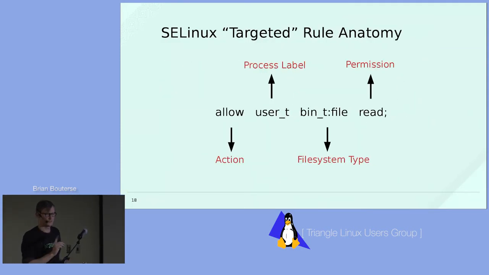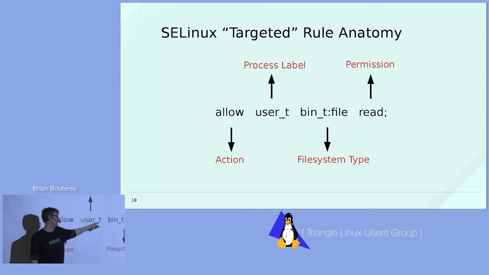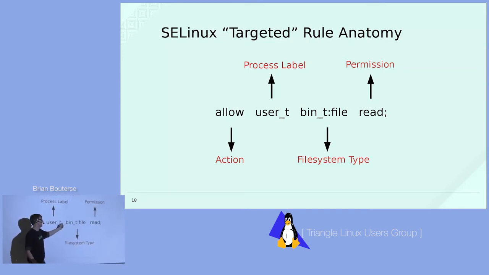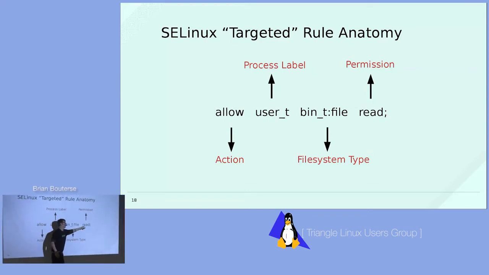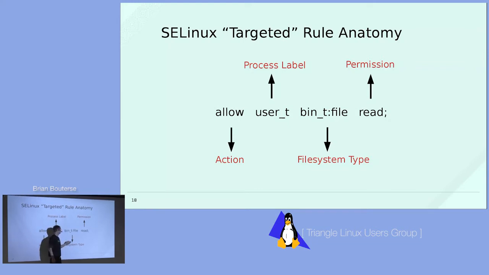So what a rule looks like is kind of like this. It says allow, versus a word like deny. Allow this process, user_t, when it is trying to do a read operation, so that's the permission, on a file that has this security file context of bin_t.